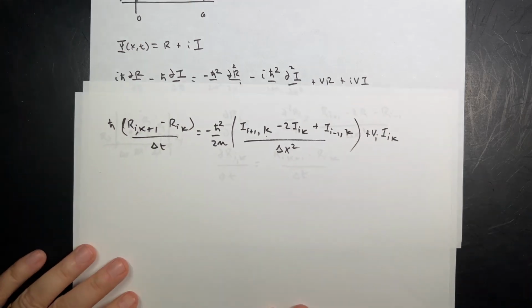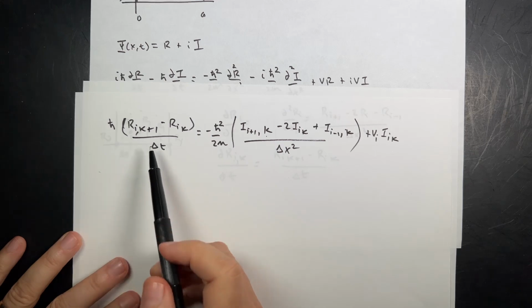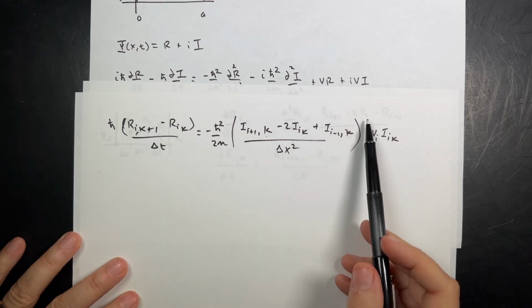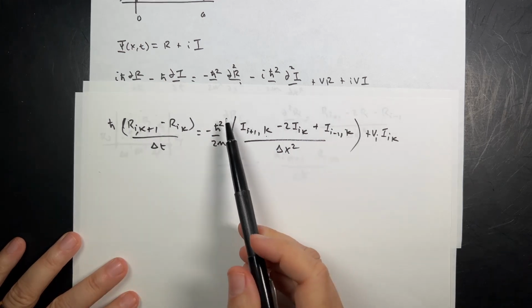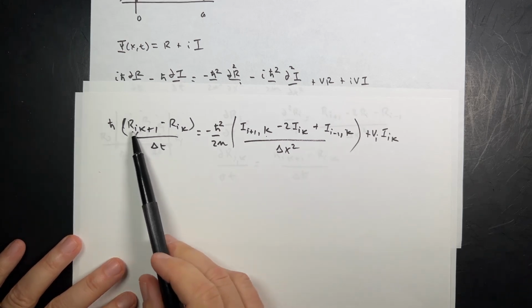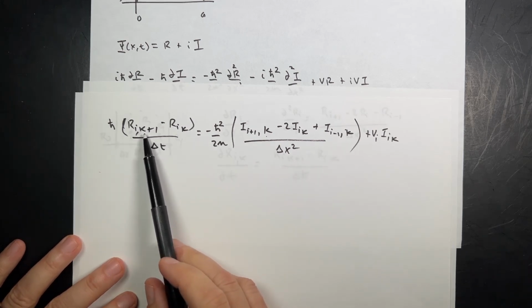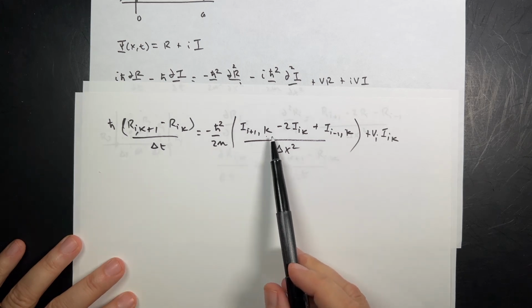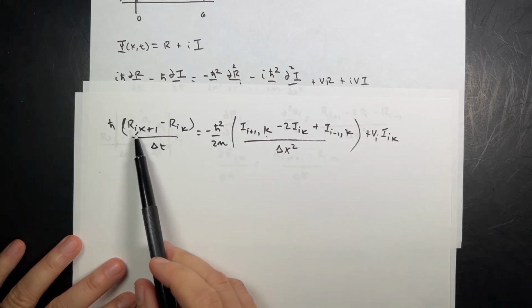Now let's solve this, right? Notice that there's only one value and one term in here that's in the future, and that's this right here. This is that particular element in the future because it's k plus 1. None of these others have k plus 1. So I want to solve for this term right here.